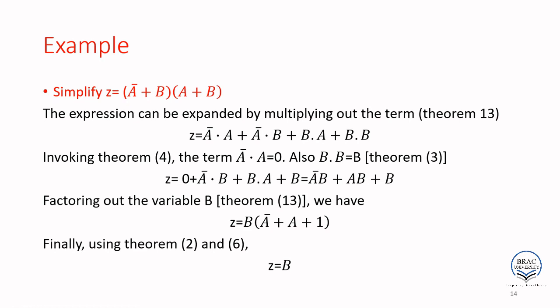So using theorems 2 and 6, it becomes b. Check with the theorems if you are still confused. And one thing you need to remember: whenever you are using any theorem, you need to write it as a side note that this theorem is used in this line. Otherwise, it will not be complete, and your answer will be wrong.